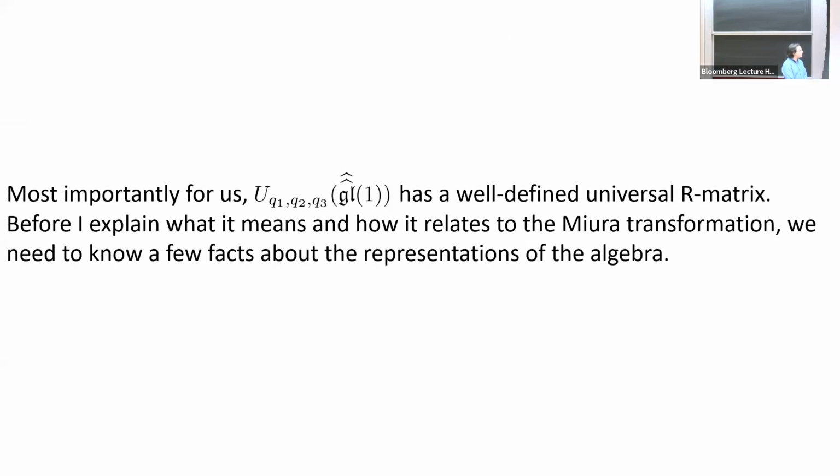Most importantly for us, you still have an R matrix. Yes, absolutely. The quantum toroidal algebra has a well-defined universal R matrix. That has been studied very thoroughly by mathematicians. Before I explain what it means and how it relates to the Miura transformation, we need to know a few facts about the representations of the algebra.